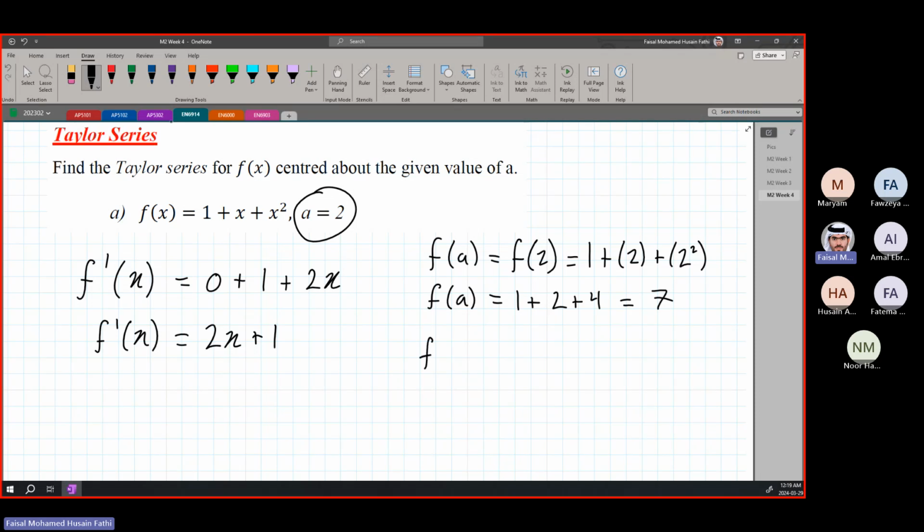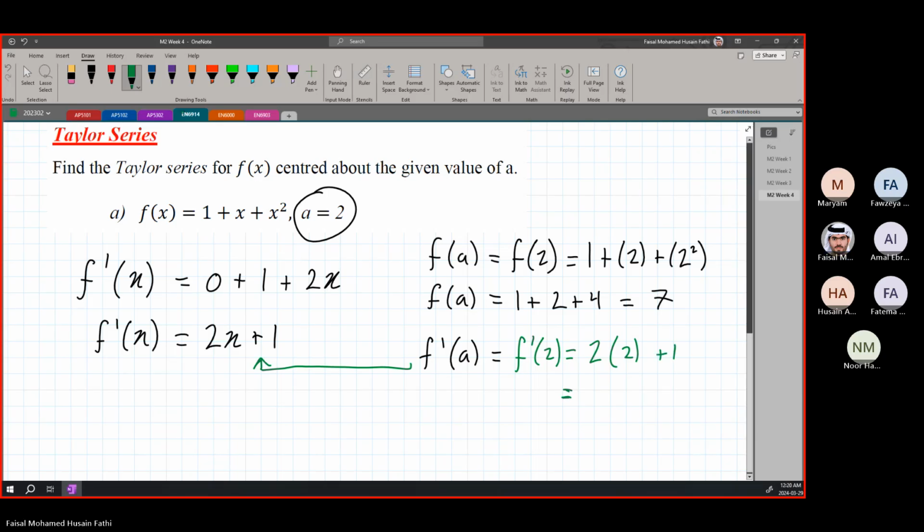Now we will find f prime of a. Again, we will substitute into this equation the value of a. So we're going to be finding f prime of 2. So it's going to be 2 times 2, which is a, plus 1. So f prime of a is equal to 4 plus 1. So it's simply equal to 5.